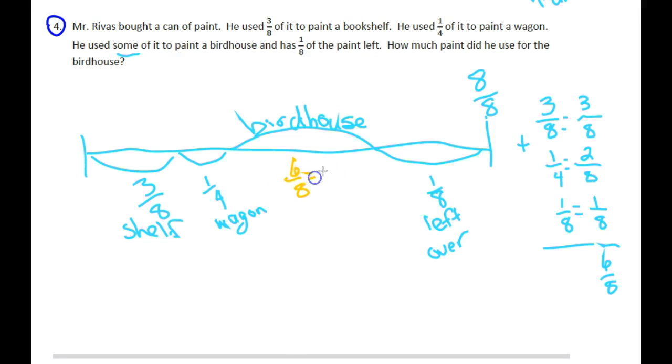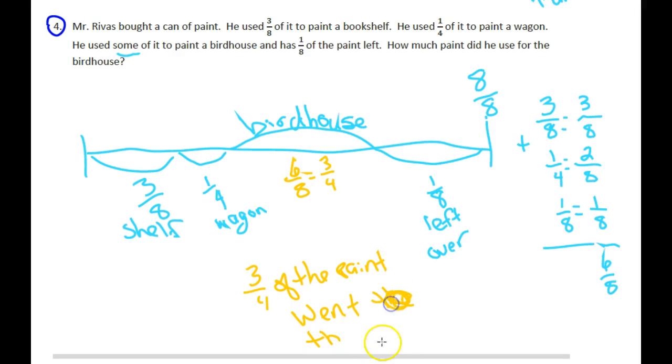And we can simplify that because we can divide them both by 2. 2 goes into 6 3 times. 2 goes into 8 4 times. So 3/4 of the paint went to, look at that, that's supposed to be an O for 2, the birdhouse. There we go. Done. Okay, so remember, go back to 5 minutes and 50 seconds, and that's your word problem for your homework.